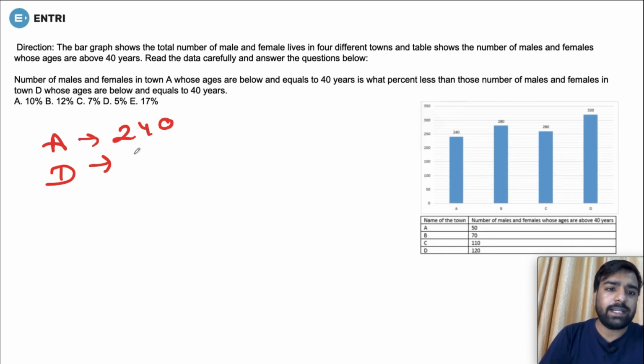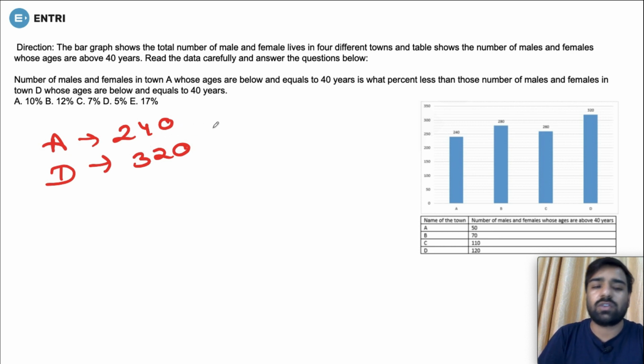240 and 320. Now they are asking what percent less they are, so let's have a look at that. If we talk about what percent less they are, then in this case, 240 was the total population for town A, as it is given here, and those whose age is more than 40 years are 50.